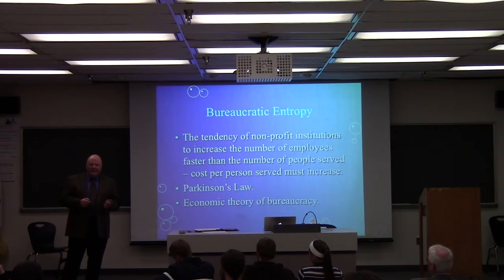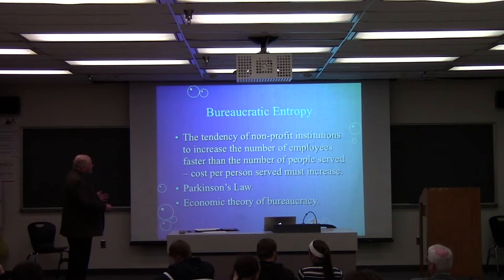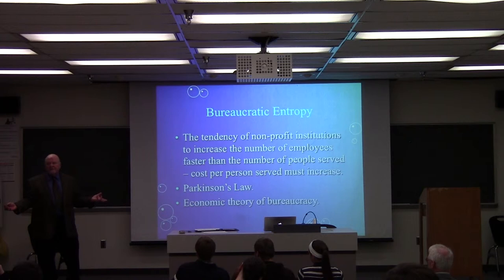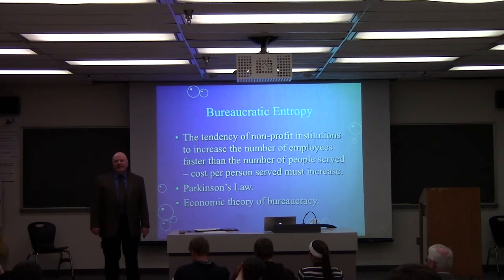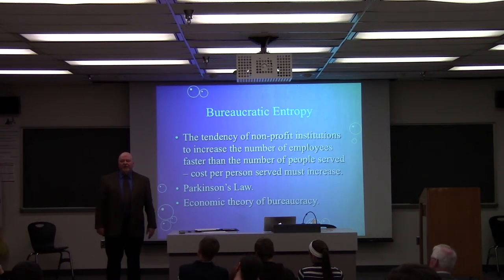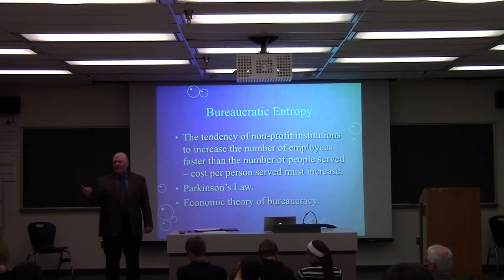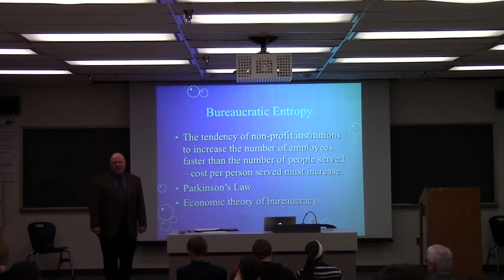In Parkinson's law, this result of the tendency of the employees to grow faster than the number of people being served is also found in the economic theory of bureaucracy. Same thing. You find in those models of bureaucracy that the objective of the individual bureaucrat is to maximize discretionary budget, because discretionary budget is a function of the number of people you have employed. The more people you have employed, the larger the discretionary budget is. The larger the discretionary budget is, the more opportunities to take personal rent, either in terms of perks or capital equipment or leisure, for example.